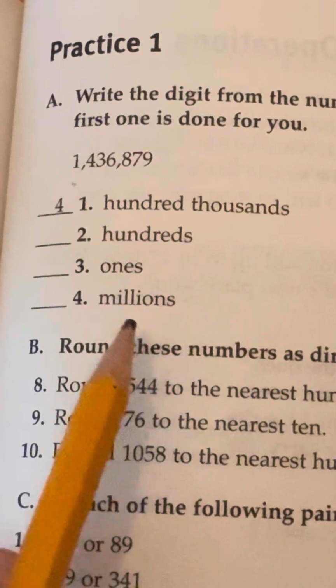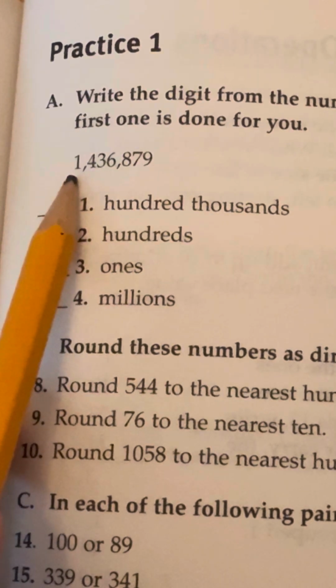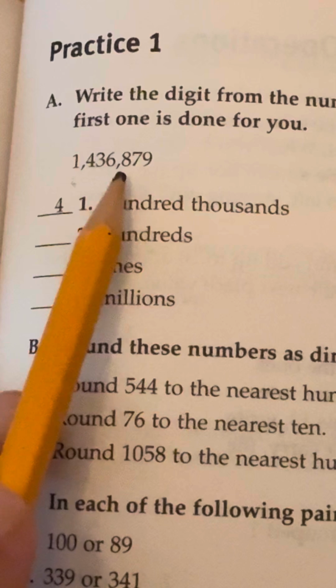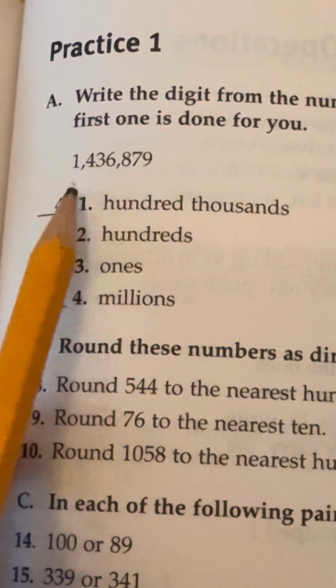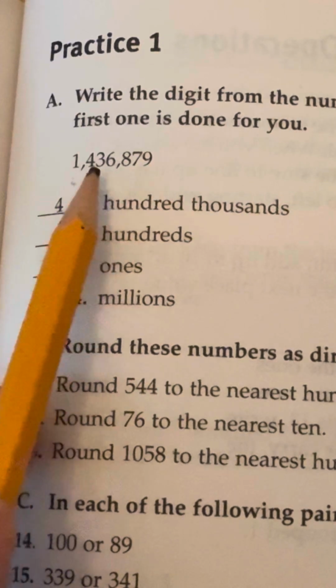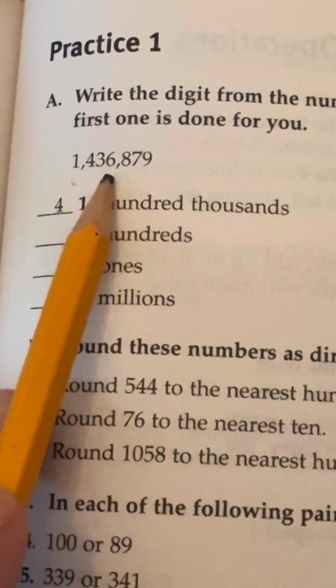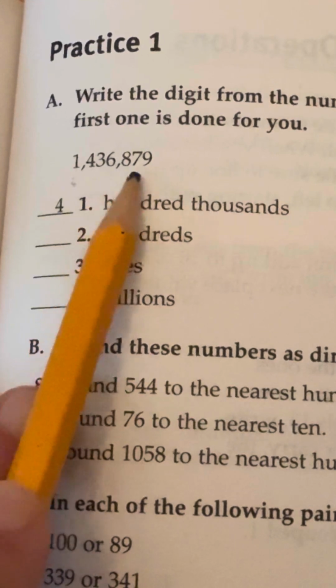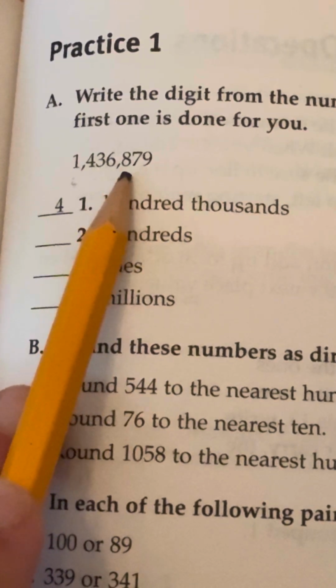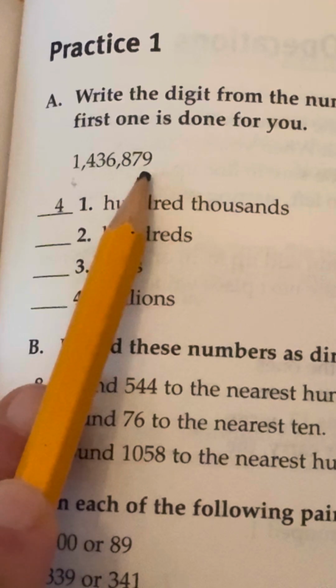So I'm going to go through them, they're asking you all the different spots, so you can see them. So this is 1,436,879. So the 4 here is already done. That's our 100,000. Our 3 is going to be our 10,000s position. Here is our 1,000s position. That's the 6. And then here's our hundreds. So this is 800. So it would be 8 for the hundreds. Our tens position is 7. And then our ones position is that 9.